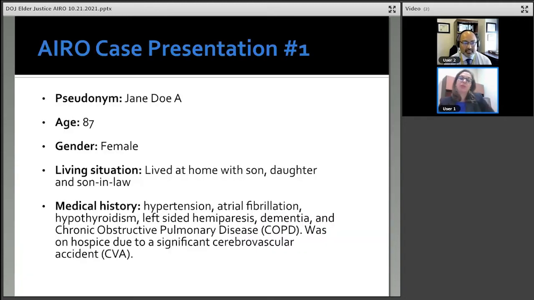Really quickly, the first case we're going to talk about is Jane Doe. She's 87, and at the time of our intervention, she was living at home with her son, daughter, and son-in-law. I included some medical history in case those attending are interested. Something interesting about this case is that it was actually our first AIRO. Ironically, when we went through the different hearings for the legislative proposal that we submitted, you have to go and testify before the Senate and so forth to talk about why this is so important.